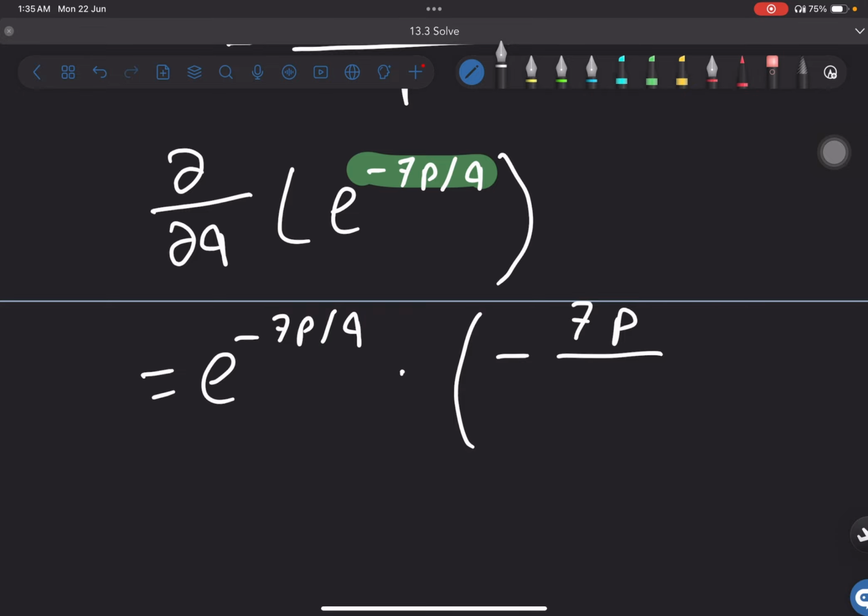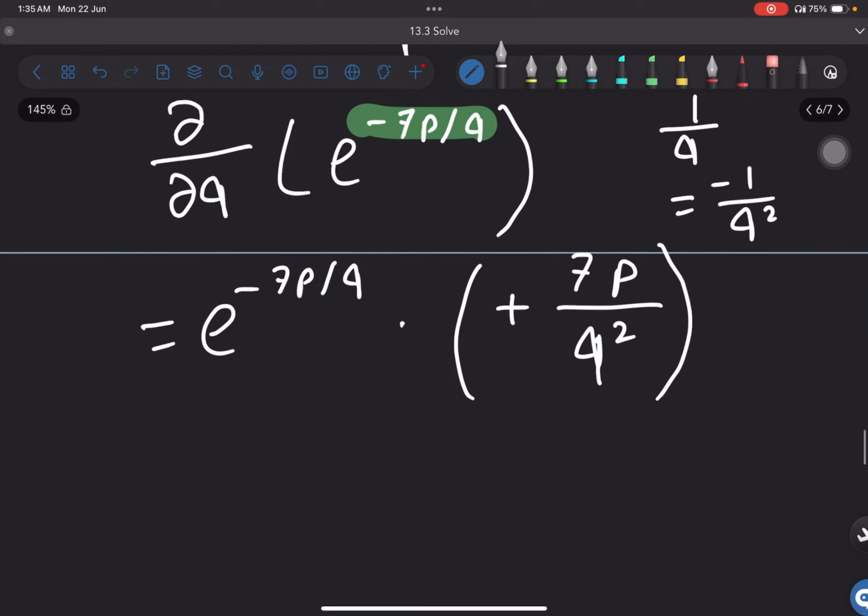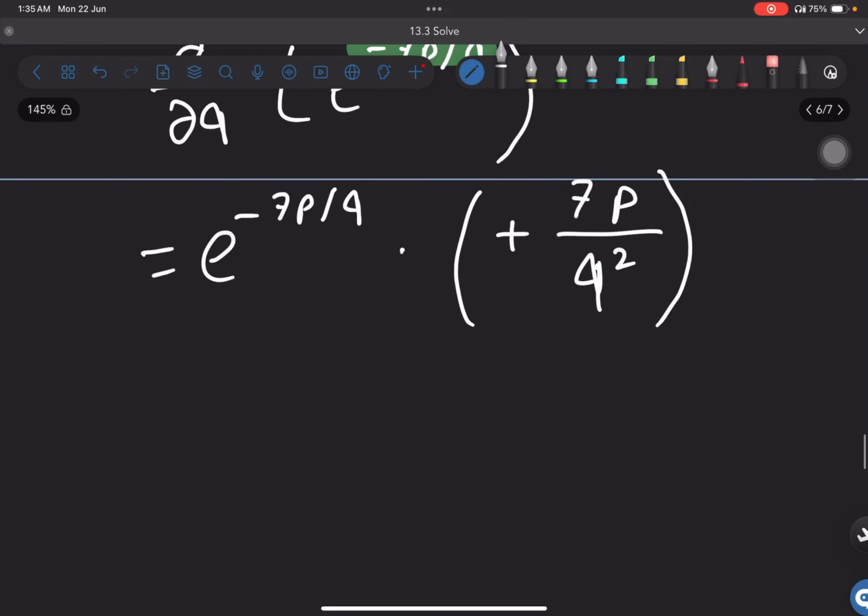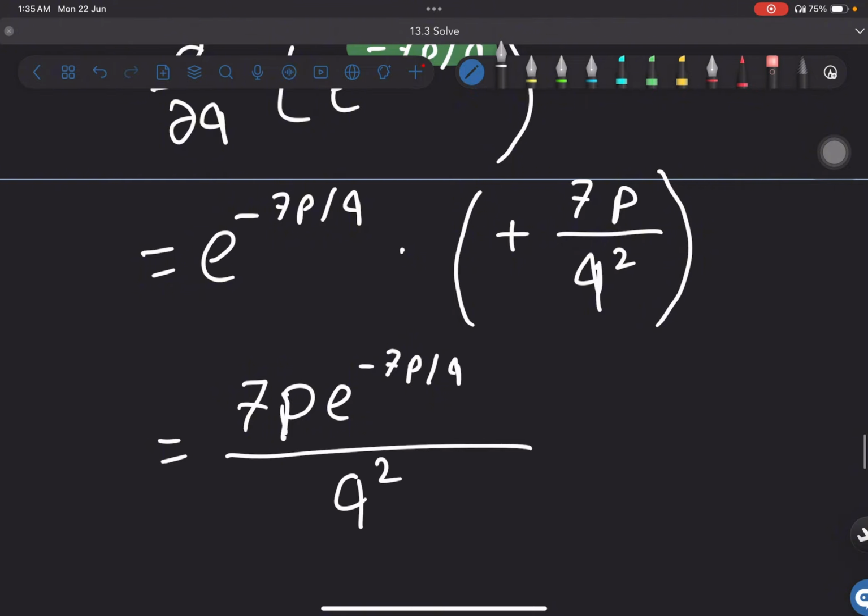because remember p is in the form of division over here, so p is a constant over here, and when we try to derive 1 by q, this will come to minus 1 by q square. So the same thing over here, this is 1 by q, so the minus minus becomes plus, and then q becomes q square. Thus, let me remove this so you don't get confused. Thus, the result of the math becomes 7p e to the power minus 7p by q divided by q square.